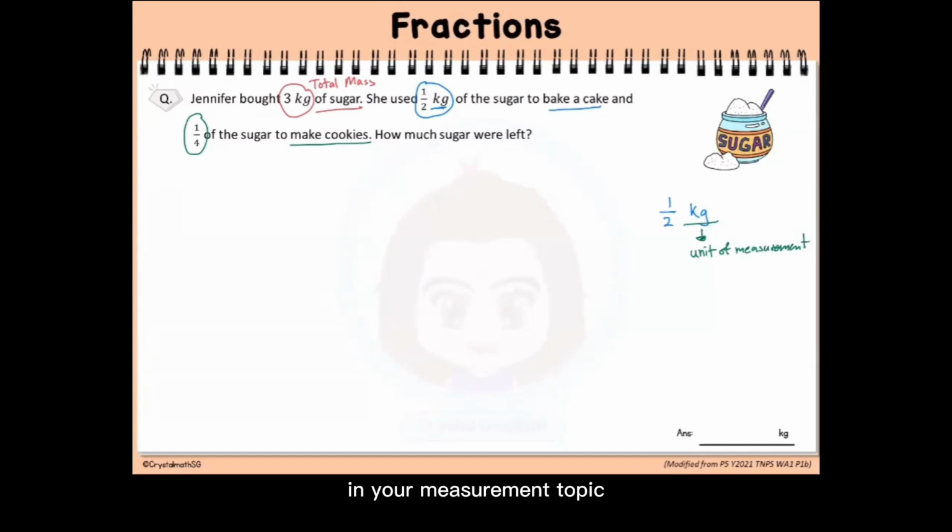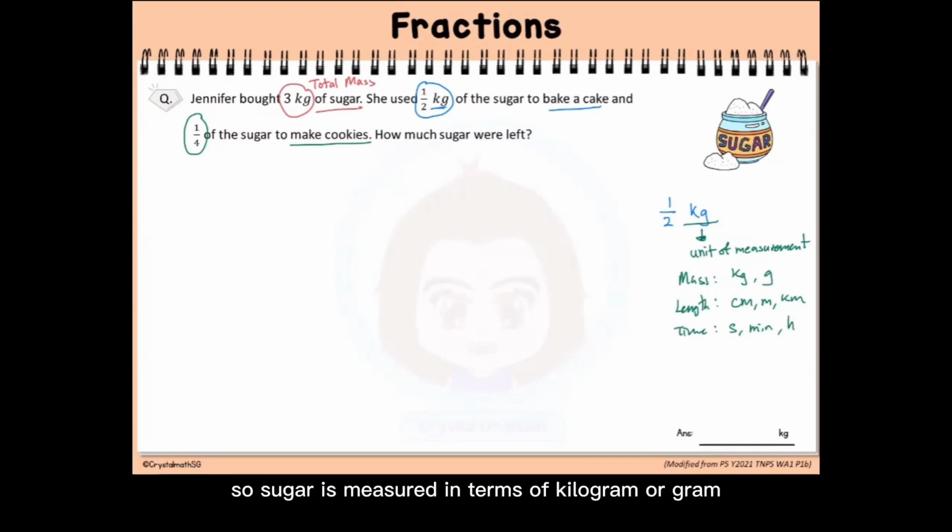In your measurement topic, we learned that mass can be measured in terms of kilogram or gram. Length is measured in terms of cm, meter, kilometer. Time is measured in second, minute, and hour. In this case, we are talking about sugar, so sugar is measured in terms of kilogram or gram. So what is half a kilogram? It has the same meaning as half of 1 kilogram.